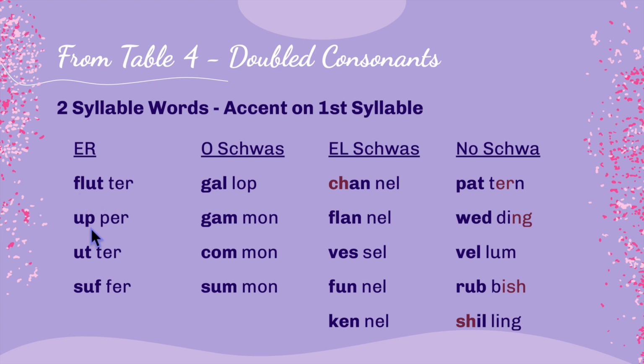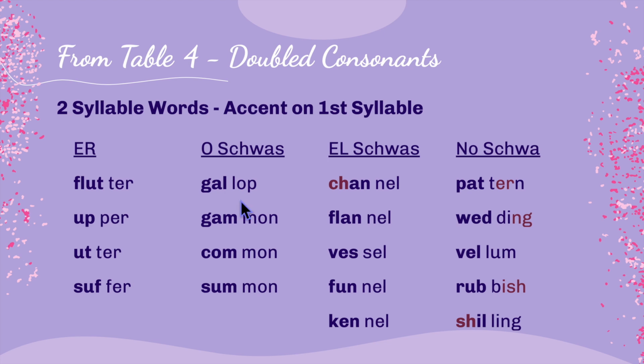So we have flutter, upper, utter, suffer. In all of these words, the O in the final syllable is going to schwa, which means it'll generally have a short U sound, but it might come out sounding like a short I sound.